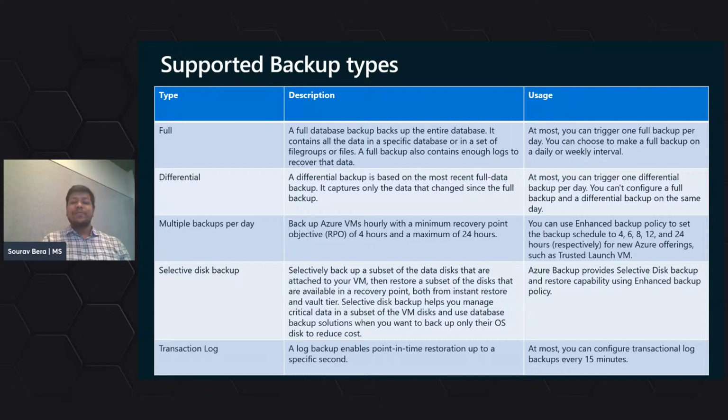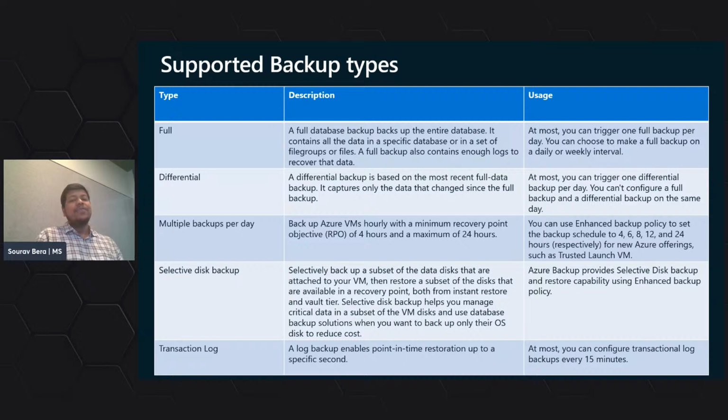Right? Now that's where we talk about multiple backups per day. For Azure VMs, Azure Backup supports multiple VM based hourly backups with a minimum recovery point of 4 hours, which means you can schedule the interval time with a minimum of 4 hours and the maximum can be 24 hours. So Azure Backup gives you the flexibility to provide an Azure Backup policy. Now, a backup policy is a rule set of how you want to configure your backup, and the backup schedule can be 4 hours, 6 hours, 8 hours, 12 hours, 24 hours, and so on and so forth.